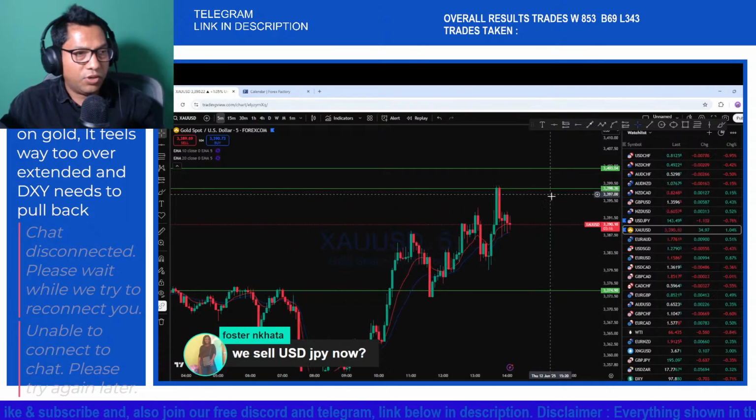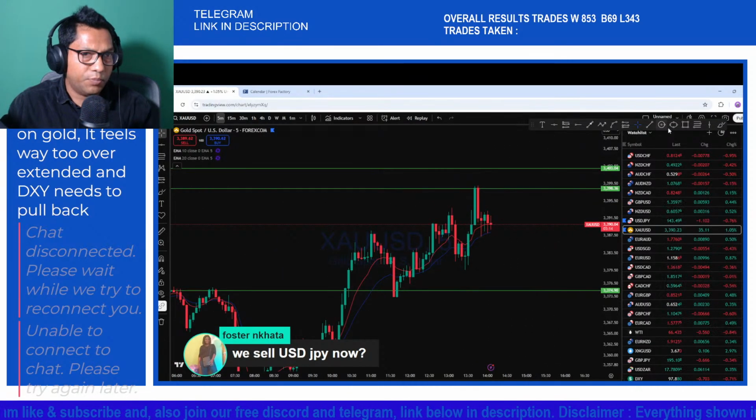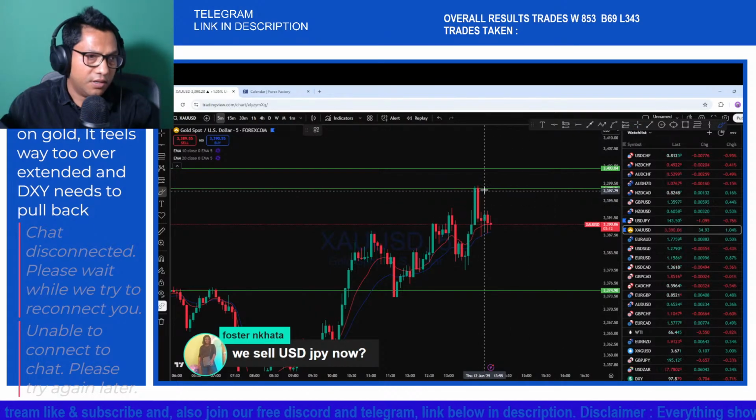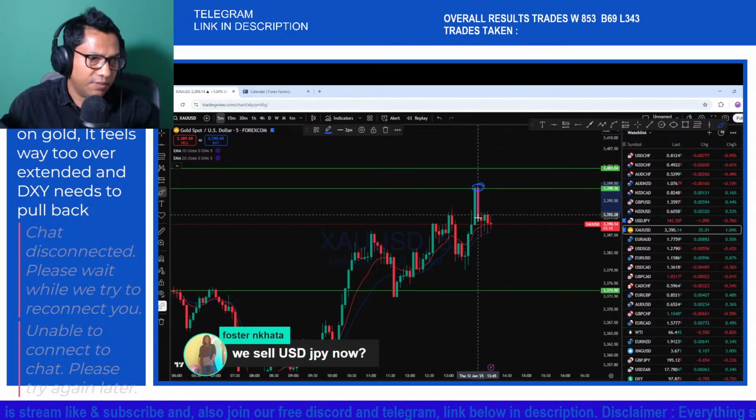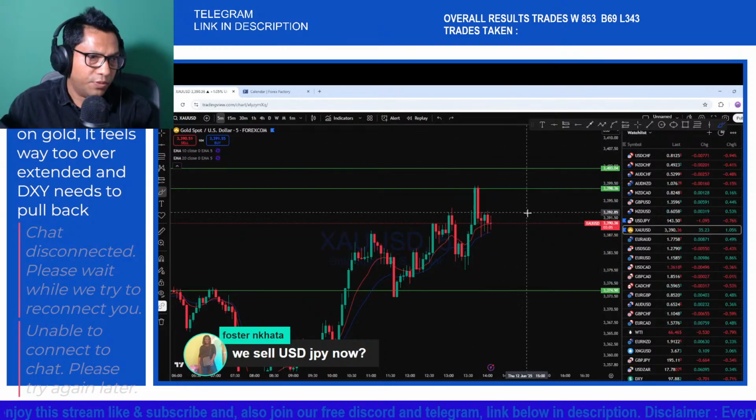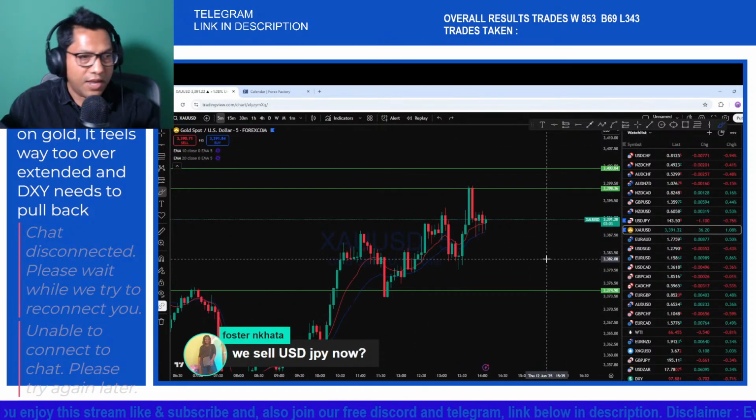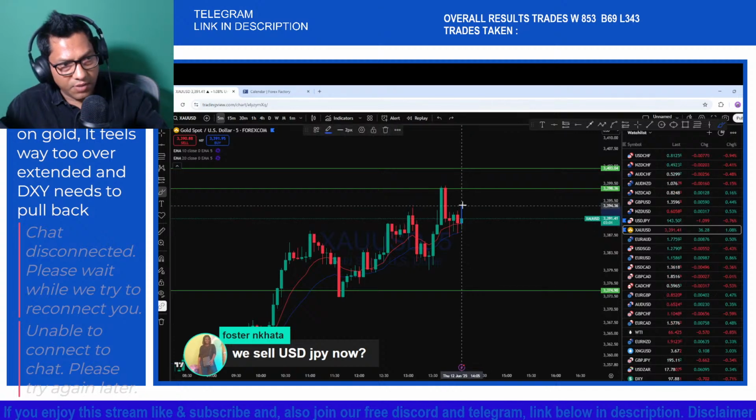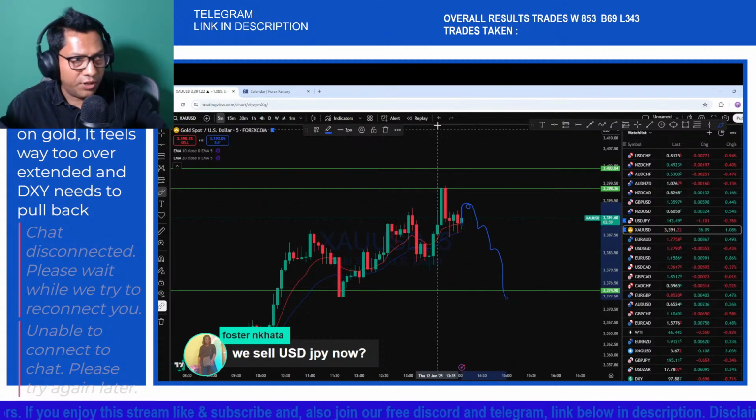All right, so here what we can see on gold, it is potentially forming a reversal pattern from this resistance, a big drop to the pullback, and then another potential drop here. So waiting for the market to grab liquidity and then to drop here.